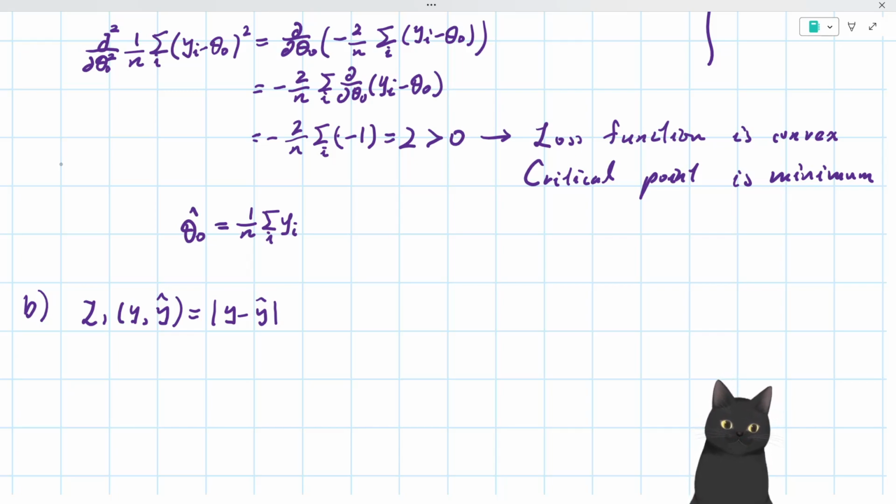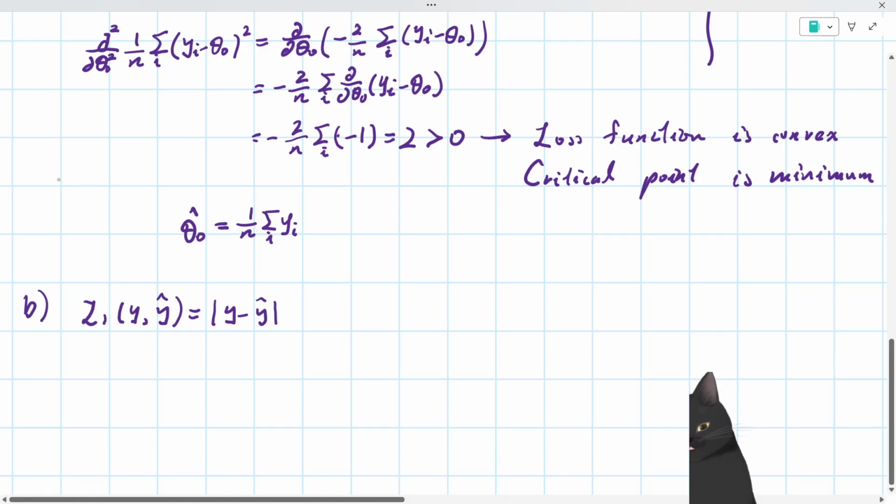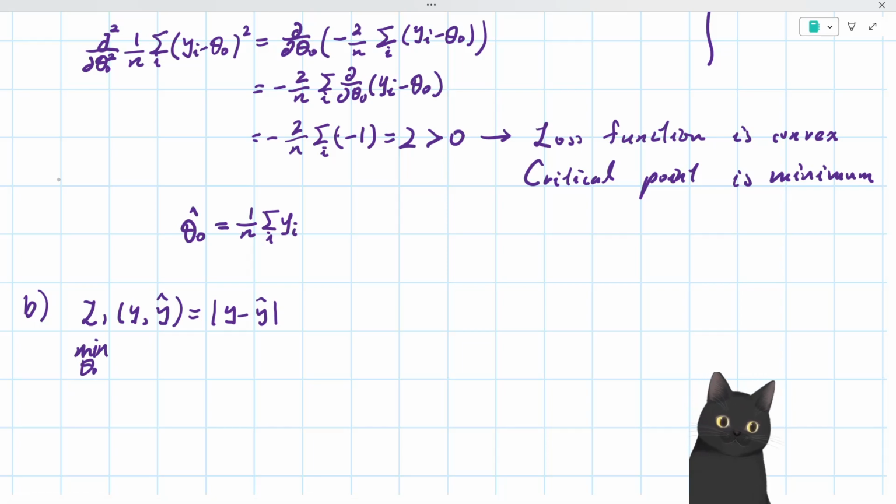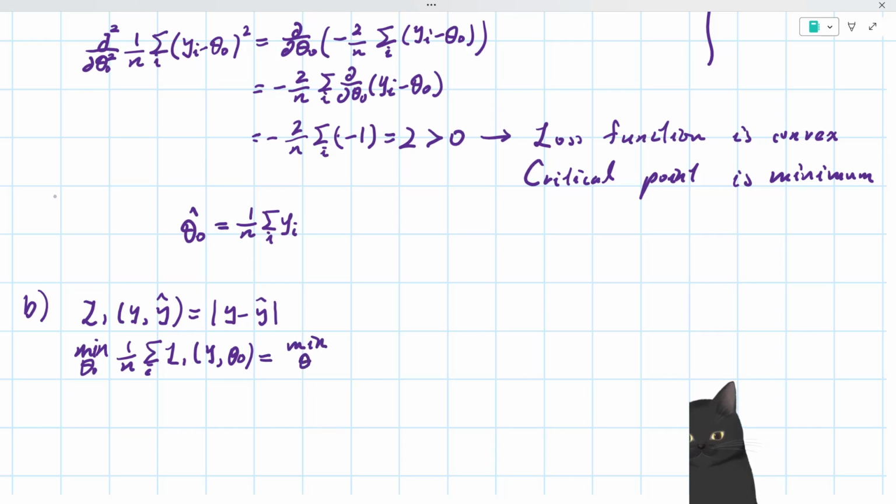Now we must find the best fitting estimate using L1 loss, which means we want to minimize with respect to theta naught the average of the L1 loss. And that is equal to trying to minimize the average of the absolute value of yi minus theta naught. This is a little bit tricky to do a derivative with, but we can still try.